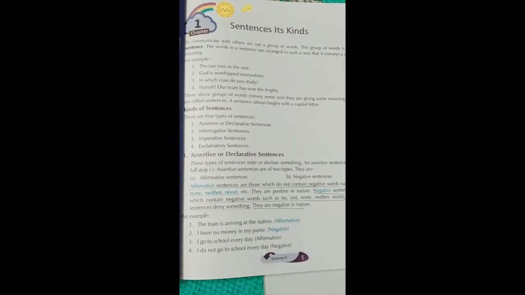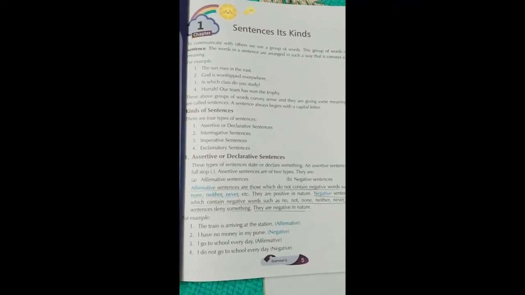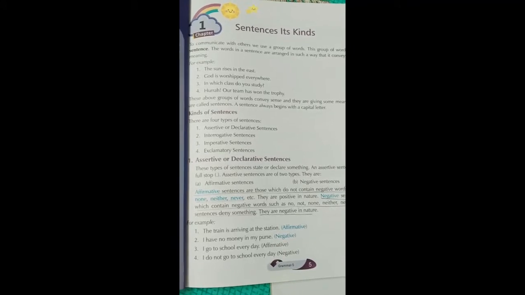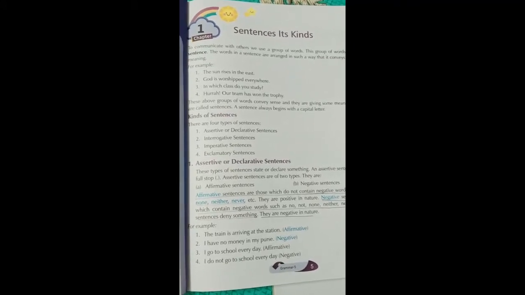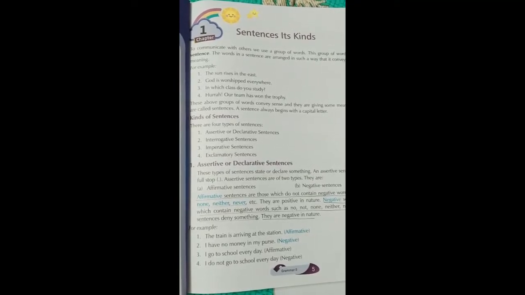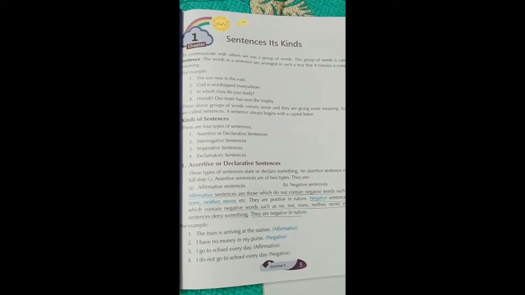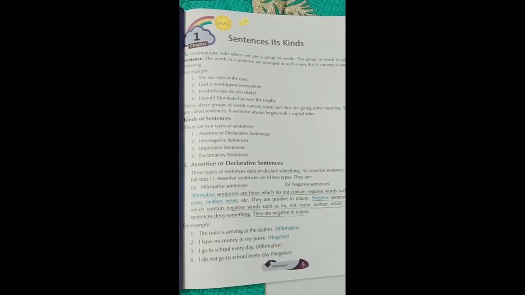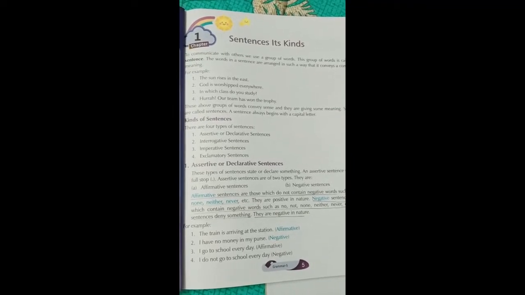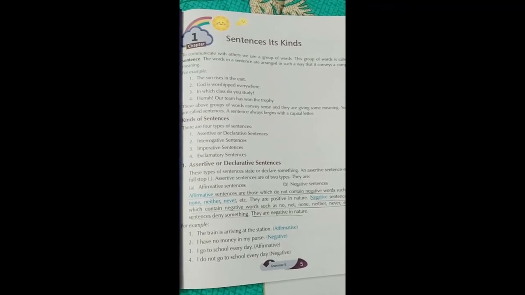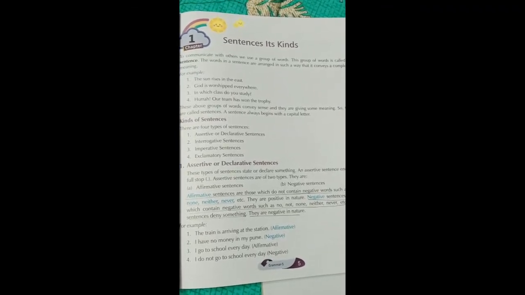Today we will discuss the topic sentences and their kinds. Now follow in your book. To communicate with others, we use a group of words. This group of words is called a sentence. The words in a sentence are arranged in such a way that they convey a complete meaning.